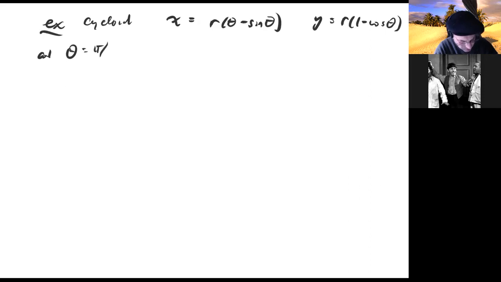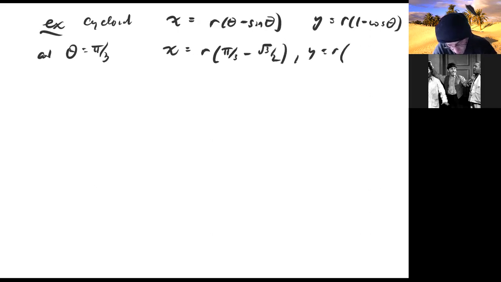This problem is directly from the textbook. Okay, so at theta equals pi over 3, what is x? X is going to be r times pi over 3, which is 60 degrees, minus sine of 60 degrees, which is radical 3 over 2. And y is r times 1 minus a half, so that's a half. So you get r over 2. Let me just put that in, r over 2. Okay, so that's at theta equals pi over 3.